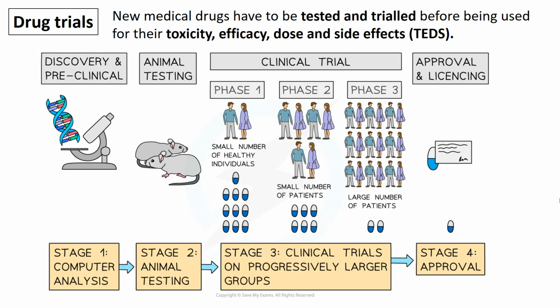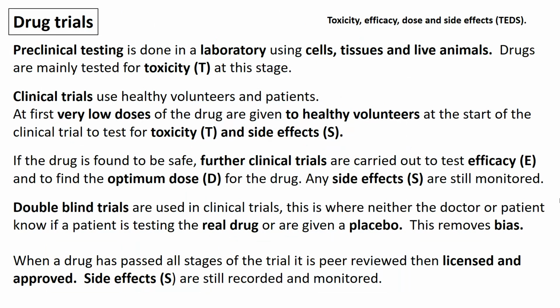Then we go on to clinical trials, and you can see here there are 3 phases shown. So you start with a small number of healthy volunteers, and then a small number of patients, so they would be people with the disease, and then a larger number of patients, so they're people with the disease who you're trying to treat, and then you get it approved and licensed for use. Let's just have a quick look at those stages in a bit more detail to see how they link to testing for their toxicity, efficacy, dose, and side effects.